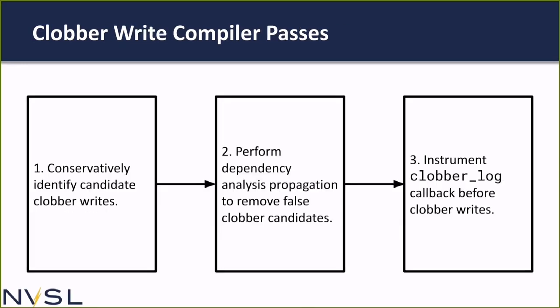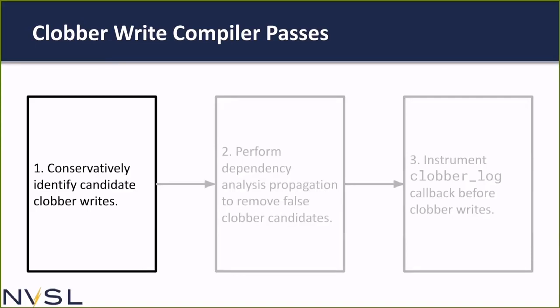The compiler pass is responsible for 3 things. Firstly, it conservatively identifies candidate clobber writes. The compiler pass relies on alias analysis to produce results that indicate 2 memory accesses cannot, may, or must point to the same location. But this analysis may not be precise and may over-identify clobber writes. So after this analysis, in order to reduce the logging cost, it removes the candidate clobber writes that are not true clobber writes with further analysis. Lastly, it instruments a clobber log before each clobber write.